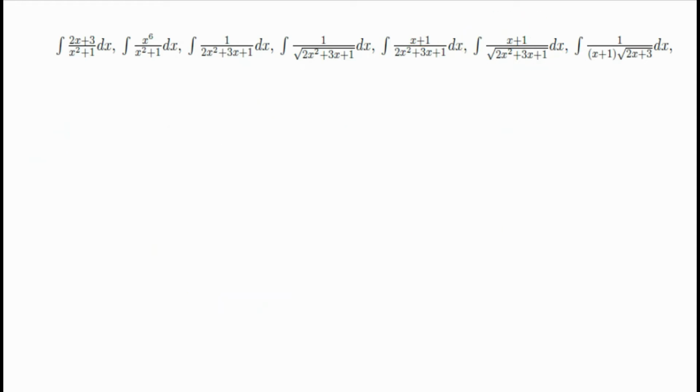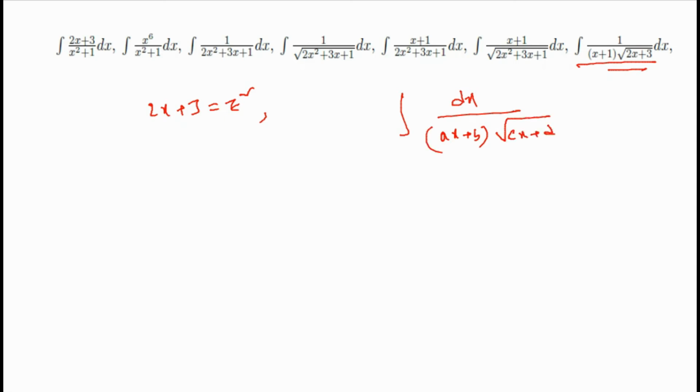For the next problem, this one, we will just use 2x plus 3 equal to z square. The form is actually dx by (ax plus b) root (cx plus d), and you can just put cx plus d equal to z square. So this is the general form. Now we will just solve that one.